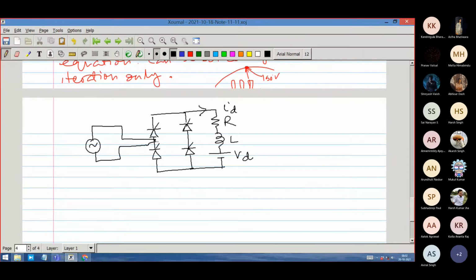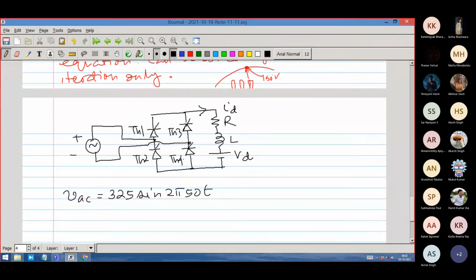and the major thing we need to decide, based on the given values of R, L and VD, is whether it will be in continuous conduction or not. Here VAC is given as 325 volts, sine of 2 pi into 50t. Let us say this is the supply voltage. These thyristors are named TH1, TH2 is here, TH3 and TH4.